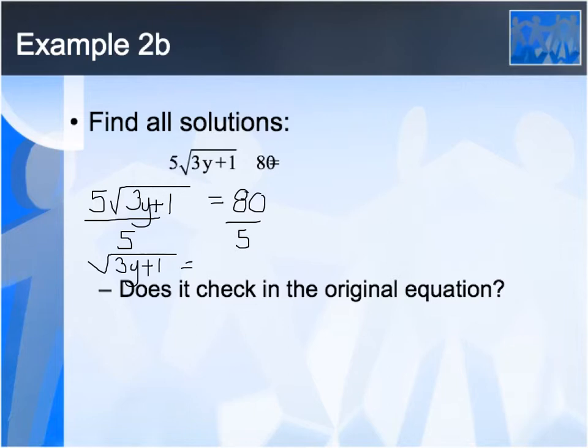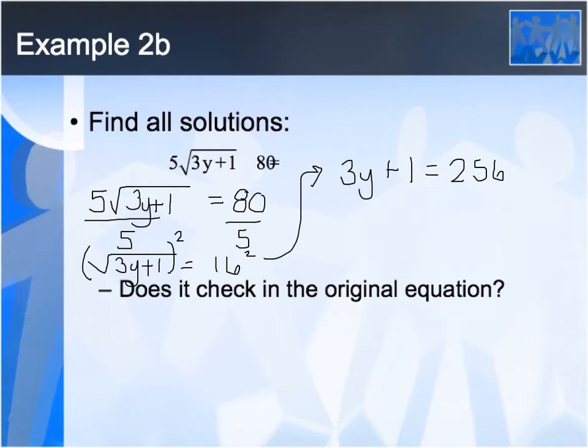is equal to 16. Now this time I have a square root, not a cube root. So now the opposite of square rooting is to square. And I end up with, on the left, 3y plus 1, and on the right, 16 squared is 256. To solve for y, I need to subtract 1 from both sides. And then divide both sides by 3. And I get y is equal to 85.